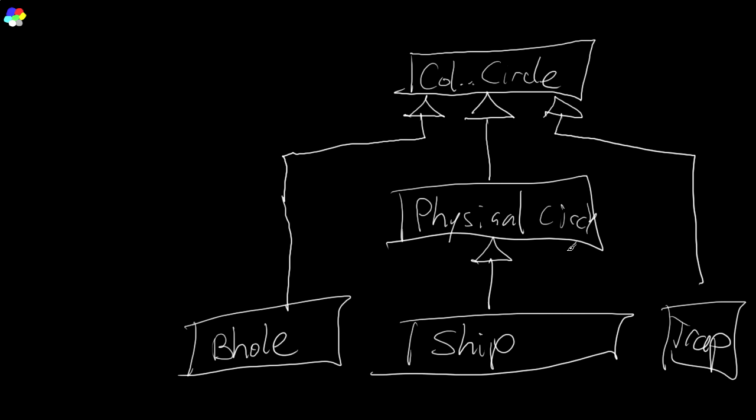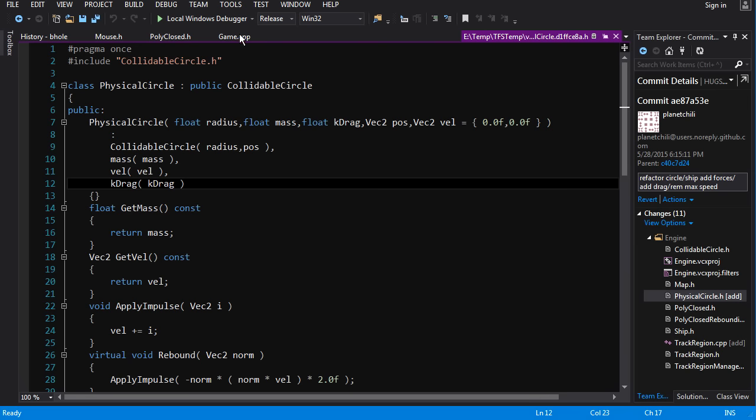Things that might inherit from physical circle besides a ship, you might have like a rocket, which is a piece of kind of like a bullet that flies through space. And bullets might be affected by black holes. They might be able to bounce off of, or they might explode when they hit walls. They are going to move. They are going to accelerate based on their own thrust and maybe some gravitational forces. So they're physical. They will derive from physical circle. That's the idea. That's what we've got here.